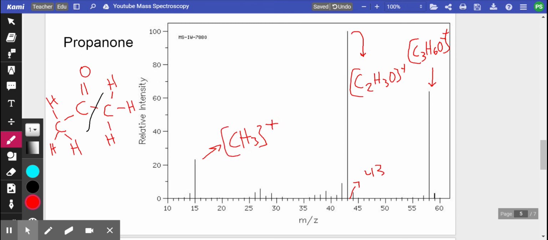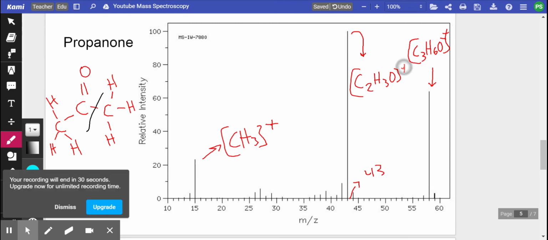Now, the higher the peak is, the more stable that fragment is because it's been able to get through all the way to the detector. Okay, so it's been counted more times.